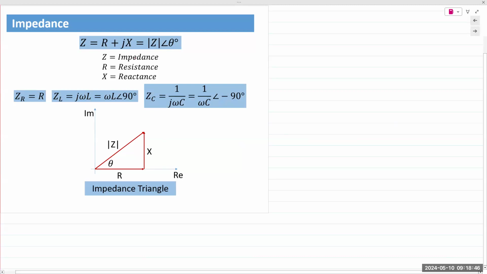Then we introduce a new term called reactance. And reactance is associated with energy storage. Okay. So what is reactance? Let's talk about reactance. For an inductor and for a capacitor, we know if you apply a current or a voltage, it sets up a magnetic field or an electric field that stores energy. This stored energy will oppose any change in the input.